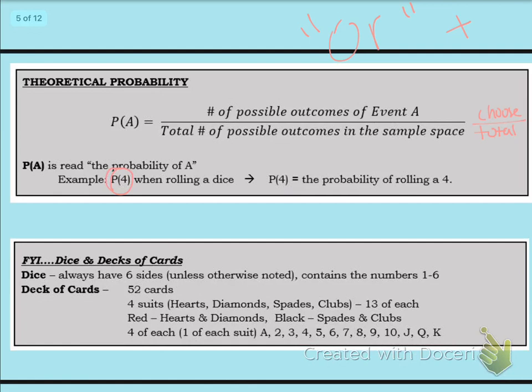Dice always have 6 sides unless we tell you it's different, but in this situation, they will always be 6-sided. A deck of cards will be 52. We have 4 suits, hearts, diamonds, spades, and clubs, which means there are 13 of each. The red ones are hearts and diamonds, the black ones are spades and clubs. I start off with ace, and then I go 2, 3, 4, 5, 6, 7, 8, 9, 10, jack, queen, king. These do not count as 11, 12, and 13. And just remember there are 4 of each of those because of the heart, diamond, spade, and club.